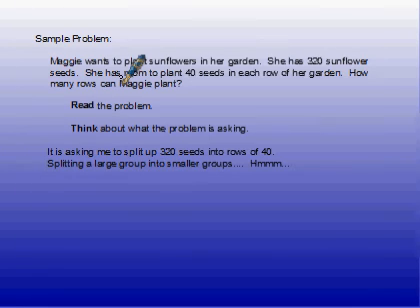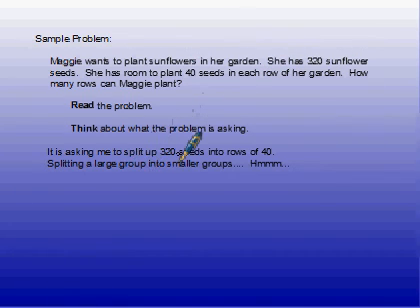All right. I'm going to read this problem carefully and think about what the problem is asking me to do. Maggie wants to plant sunflowers in her garden. She has 320 sunflower seeds. Okay, so that's a lot. And she has room to plant 40 seeds in each row of her garden. So it's going to ask me to take 40 out of this 320. Each tells me I'm going to be doing it over and over again in the rows of her garden. So how many rows can Maggie plant?